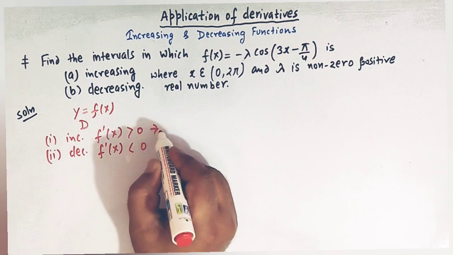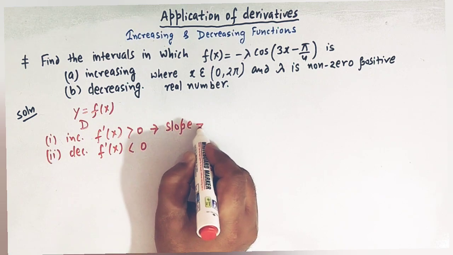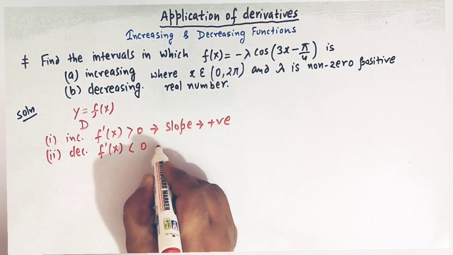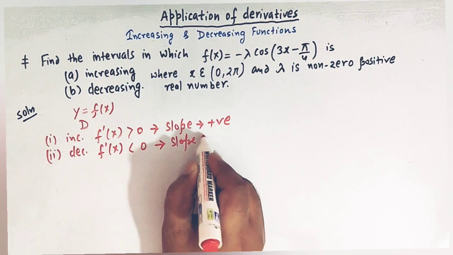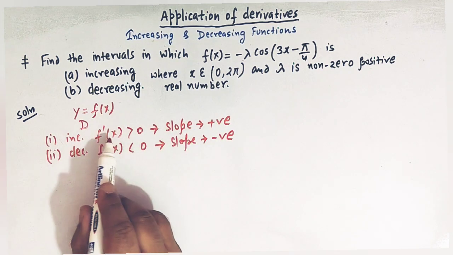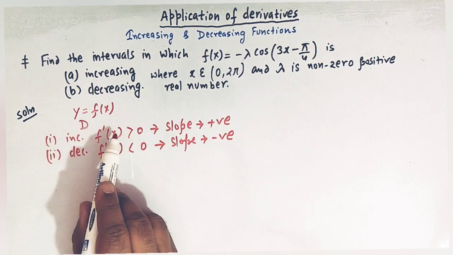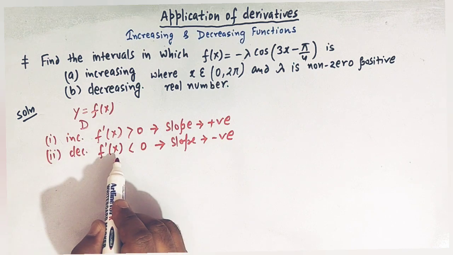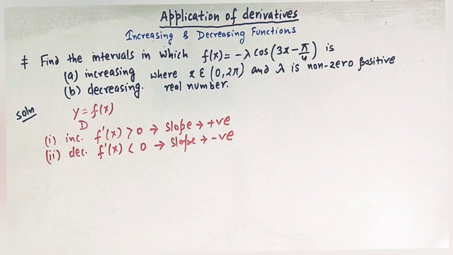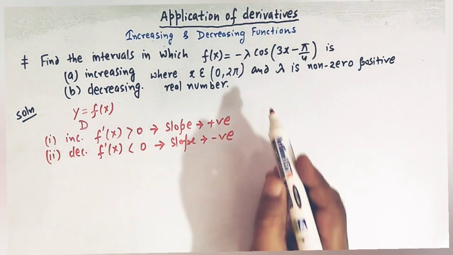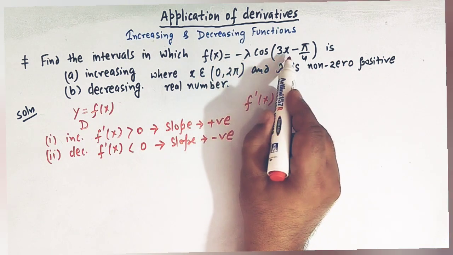So here in case of increasing functions, the slope must be positive, right? And in case of decreasing functions, the slope must be negative, right? So here the derivative must be positive for strictly increasing function, and the derivative must be negative for strictly decreasing functions, right? So our first step is to find the derivative of this function, right?